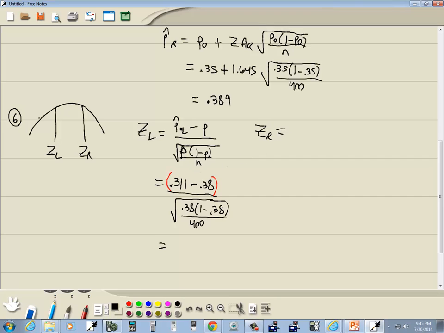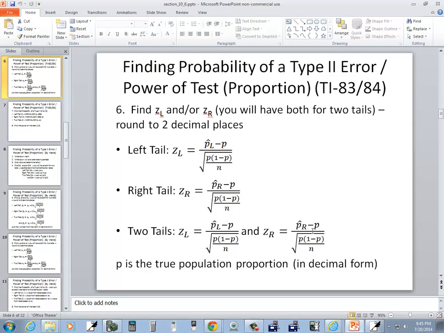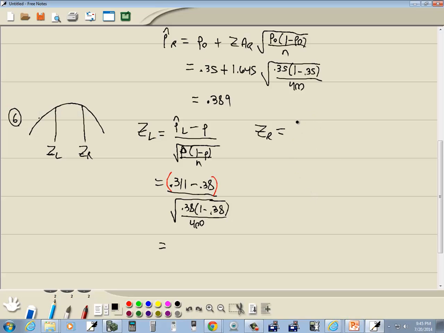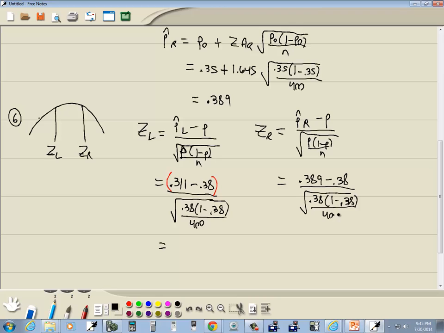Z sub R, I expect is probably the same except for it's P hat sub R. P hat sub R, yeah. Okay, so everything's the same on that except for this is P hat sub R minus P over square root of P times 1 minus P over N. So P hat sub R is 0.389 minus 0.38 over the square root of 0.38 times 1 minus 0.38 divided by N, which is 400. And again, when we plug in that top part, we want to put parentheses around it, like that. Okay, so let's see what that gives us.